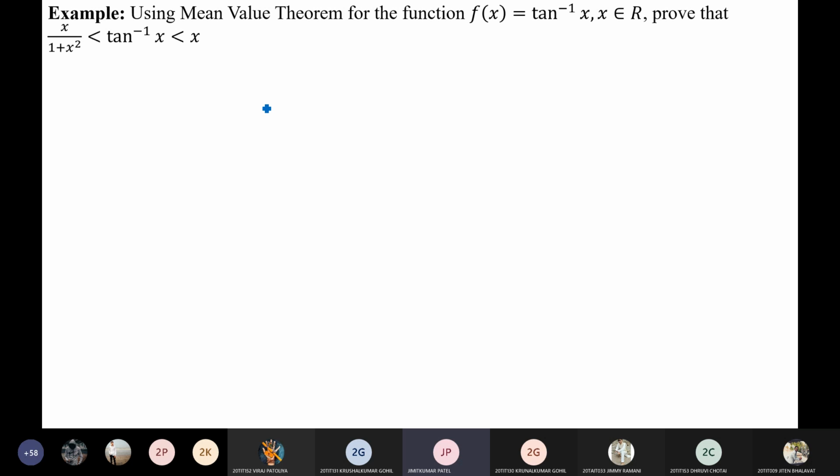The second example is using the mean value theorem for the function f of x is equal to tan inverse x, x belongs to R. Prove that x upon 1 plus x square is less than tan inverse x, which is less than x. Also try for this example. Okay, then we will discuss in the next class.